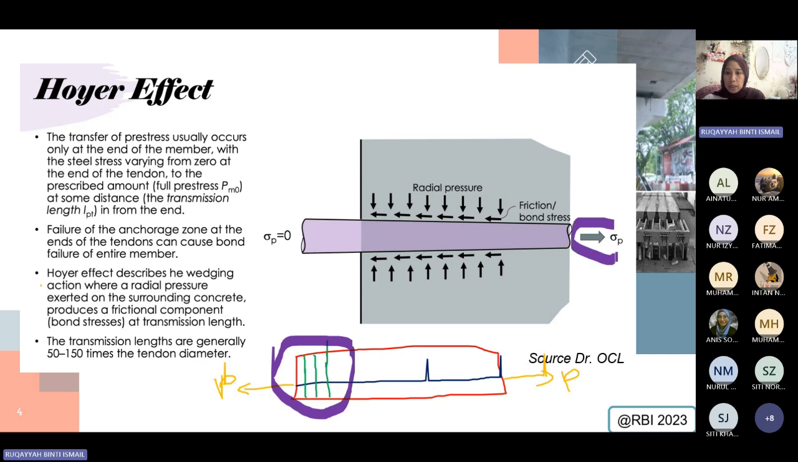Concentration of forces is applied here, where you have stress P when you pull. Technically, this is what we call the Hoyer effect. The radial pressure will circulate inside and cause friction, which triggers the tendency to burst, rupture, spoil, and things like that. What we can do to avoid this from happening is by providing a sufficient amount of shear link at the end of your beam.